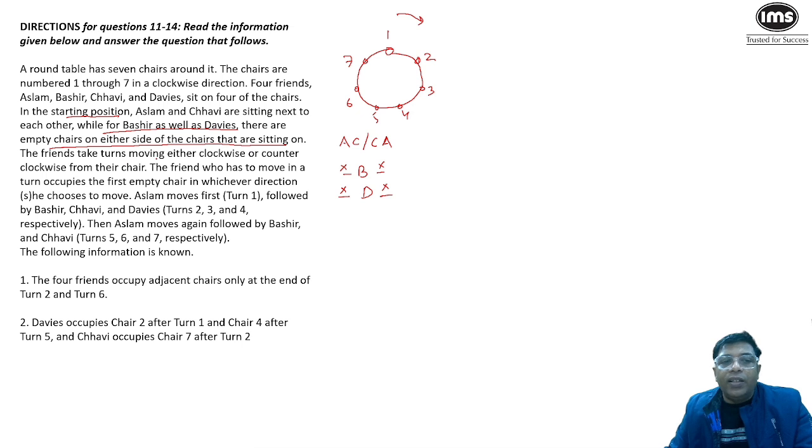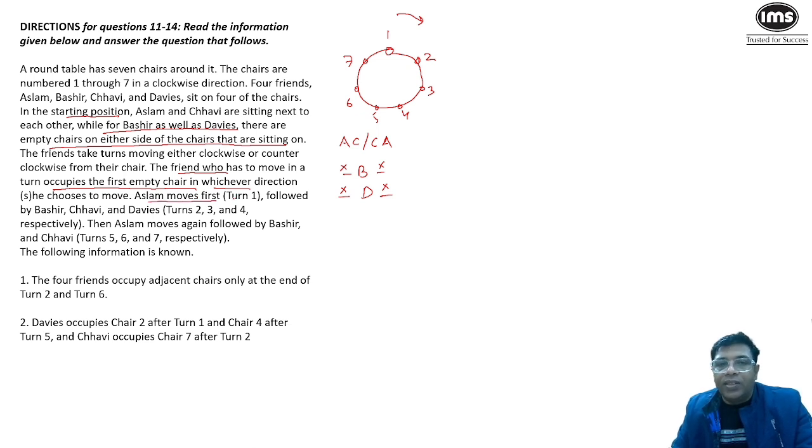The friends take turns moving either clockwise or counterclockwise from their chair. So now all these friends are moving either in the clockwise direction or in anti-clockwise direction. The friend who has to move in a turn occupies the first empty chair. So suppose if I move in a clockwise direction, then I will occupy the first empty chair. Similarly, if I am going anti-clockwise, I am going to occupy the first empty chair. And this is my choice. I can move in any direction.